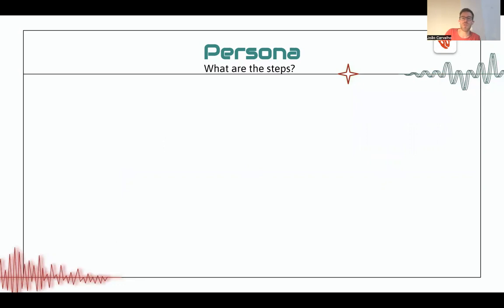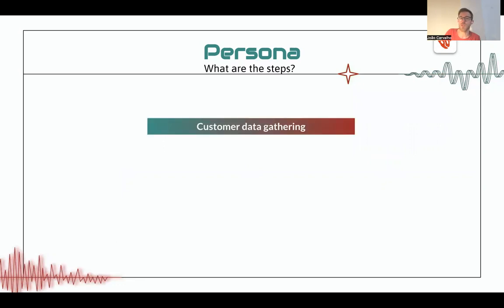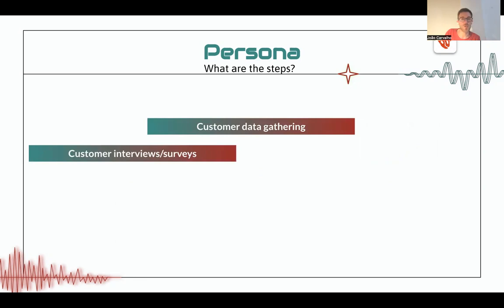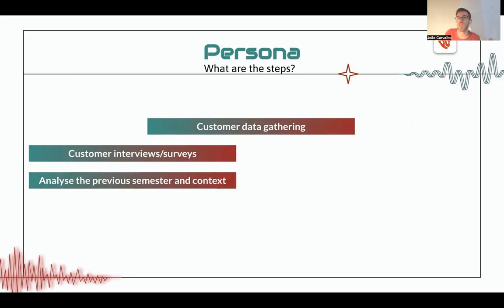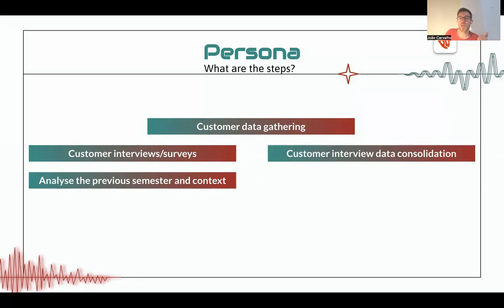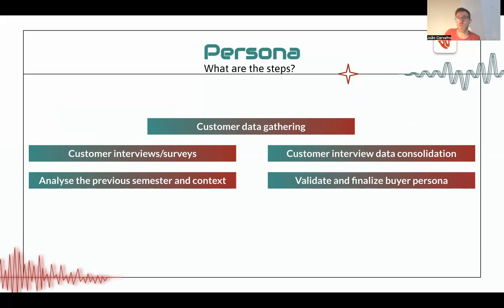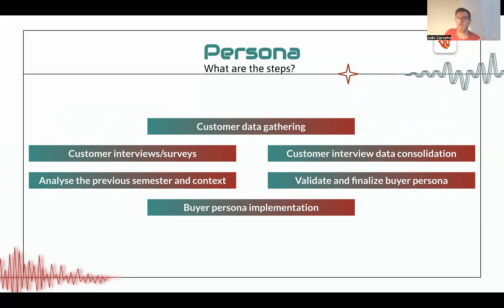So, what are the main next steps? First, customer data gathering, then the customer interviews. Then we have to analyze the previous semesters and the context of that market. Then the data consolidation: after we have the data, we need to consolidate all of it. Then we need to validate and finalize the buyer persona, and then implementation. Okay, now we have the buyer persona. What do we do with that?